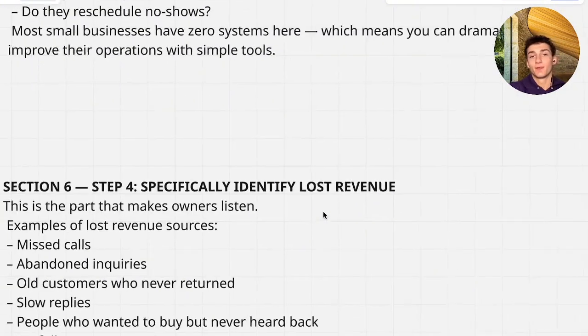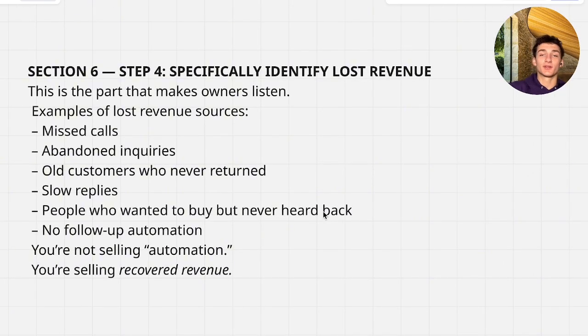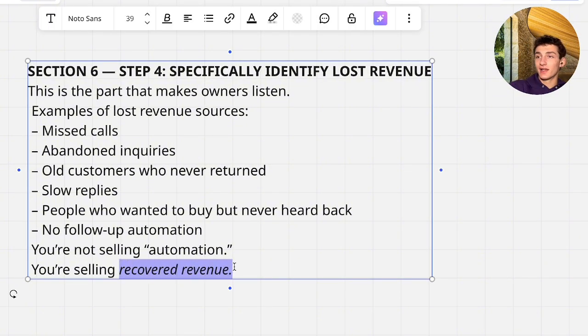All right, step 4, you have to specifically identify the lost revenue. This is a part that makes owners listen because, again, like I've mentioned a million times, they care about money and time. Examples of lost revenue sources could be missed calls, abandoned inquiries, old customers who never returned, slow replies, people who wanted to buy but they never heard back, and then no follow-up automation. You're not selling automation here, you're selling recovered revenue. Again, I'm going to say this a trillion times. This is what they care about. Nobody wants to hear this. They're not interested. They love this.